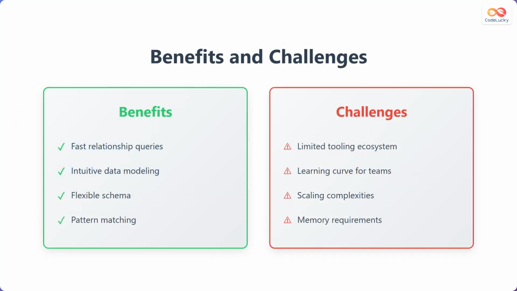Like any technology, graph databases have both benefits and challenges. Some of the benefits are fast relationship queries, intuitive data modeling, a flexible schema, and pattern matching. Some of the challenges are a limited tooling ecosystem, a learning curve for teams, scaling complexities, and memory requirements.